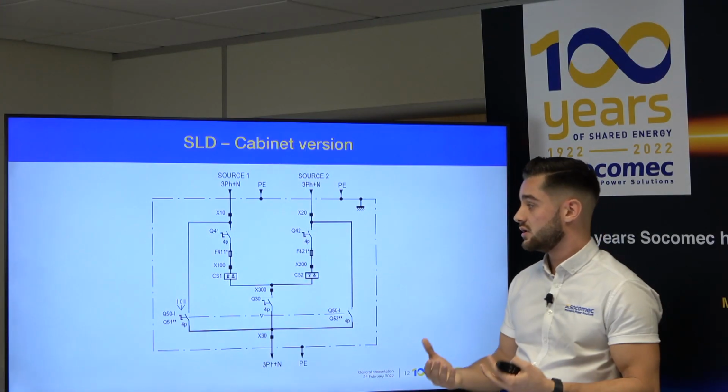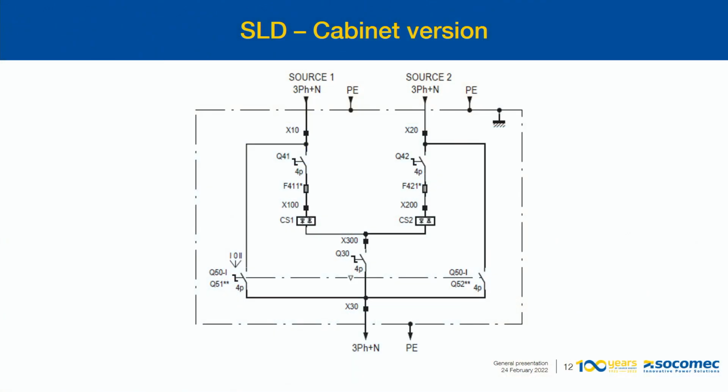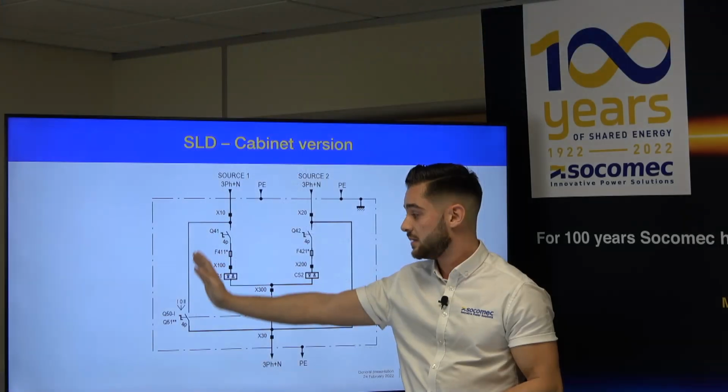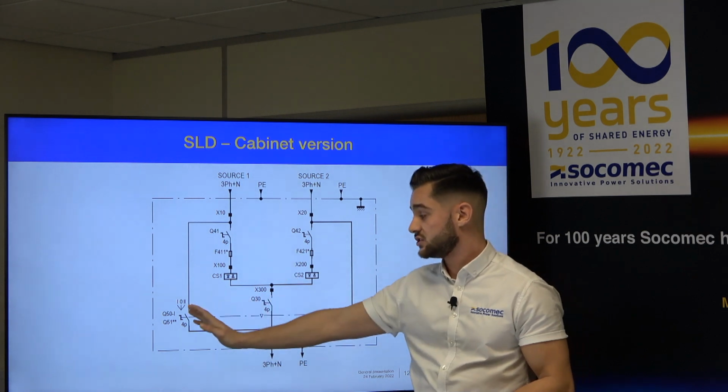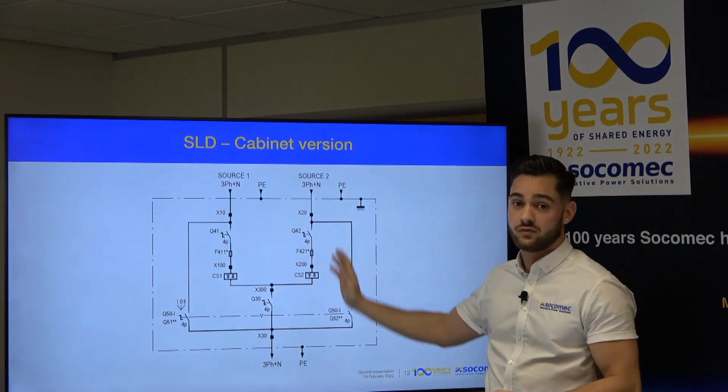So if we go into a little bit more detail with a single line diagram for this cabinet system, again, as we can see, we've got the input switches, the output switch, and the 3 positions switch for the bypasses. So position 1 would be the bypass on source 1, 0 would be on the output, and then position 2 would be bypass 2 for the source 2.